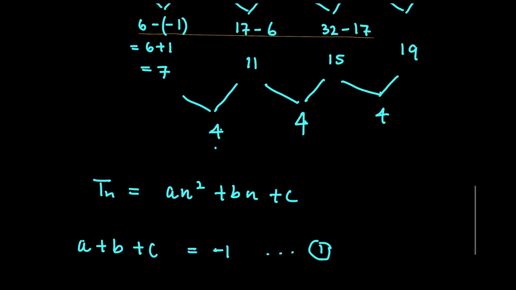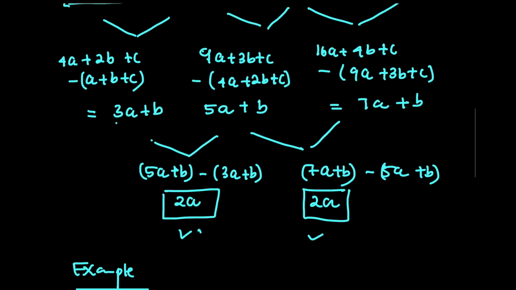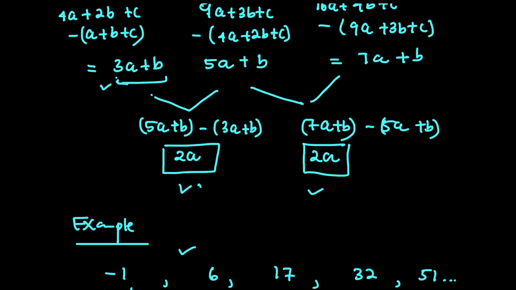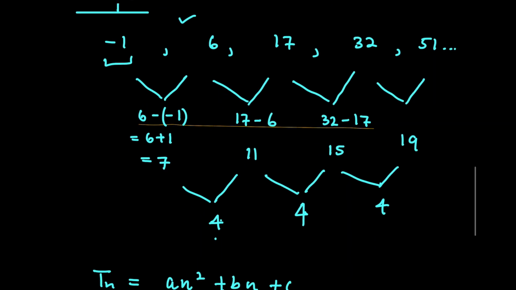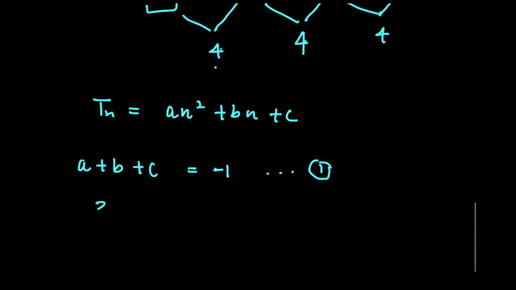And then now, let's look. What else do we have? 3a plus b, right? The first term here is going to correspond to 7. You know, 3a plus b equals to 7. This is the second equation.